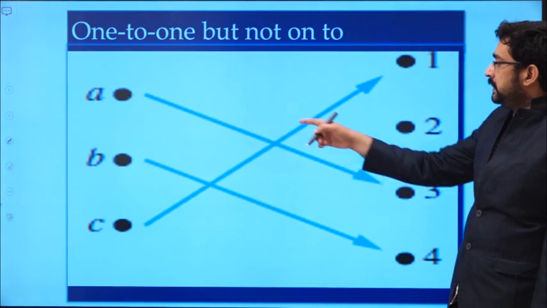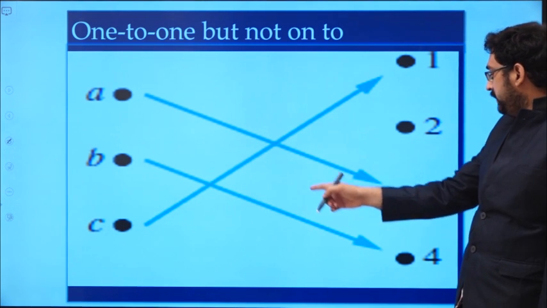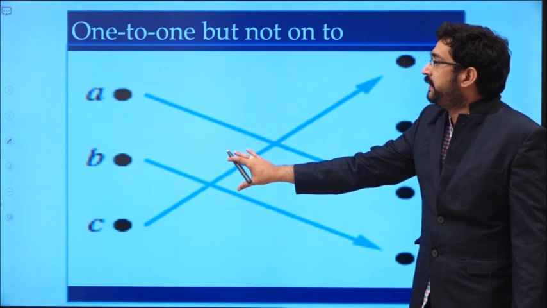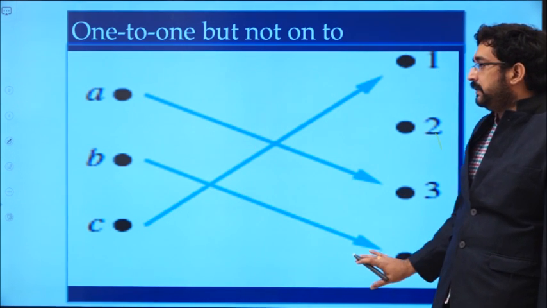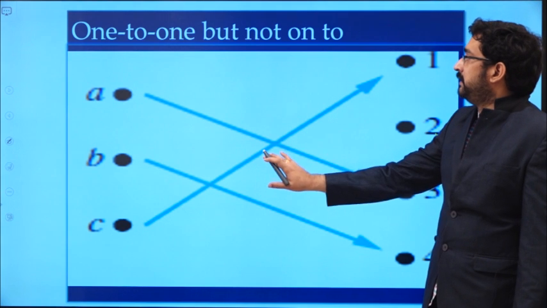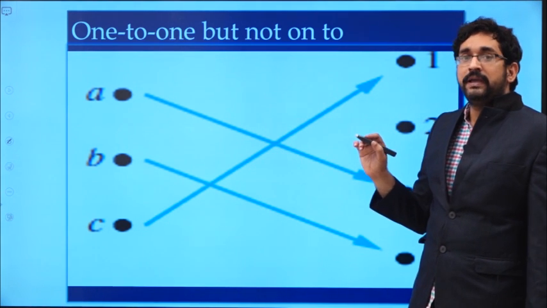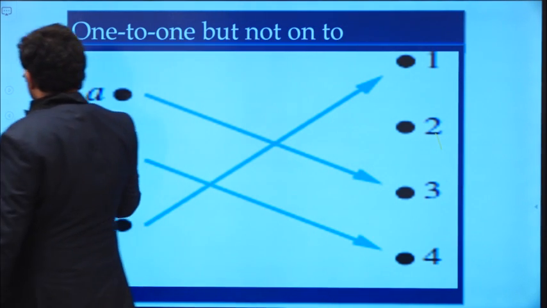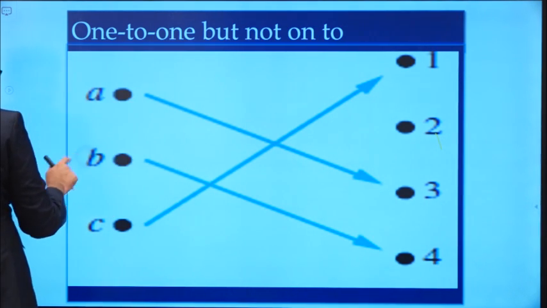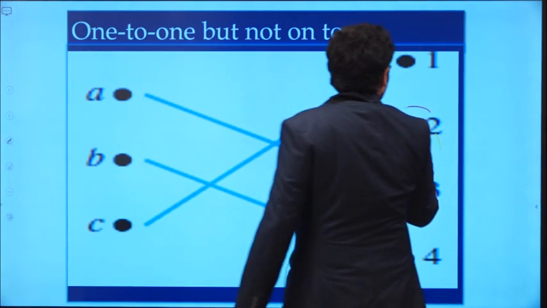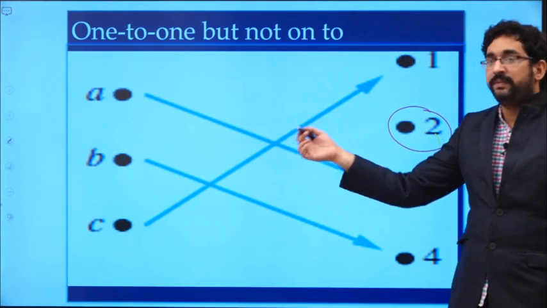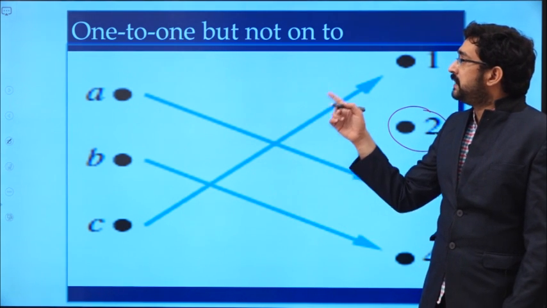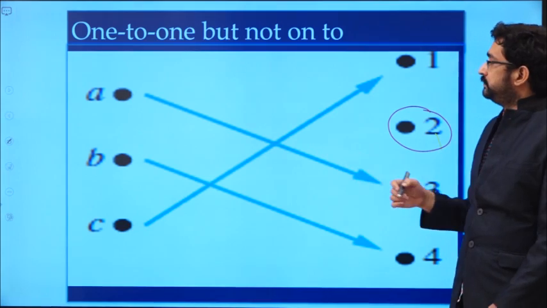Why 1-to-1? A is mapped to 3, B is mapped to 4, C is mapped to 1, as distinct elements of the domain are mapped to different elements of the codomain. This is 1-1, but not onto. Why not onto? Because element 2 in the codomain doesn't have a mapping from the domain. That's why this is an example of a function which is 1-to-1 but not onto.